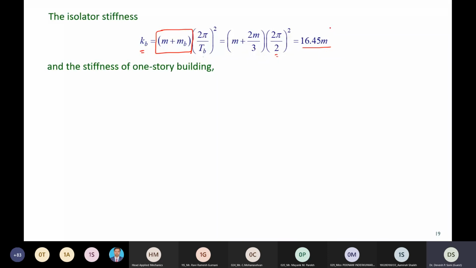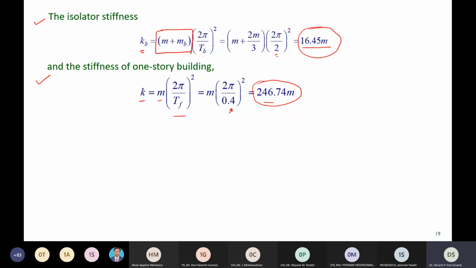Then the stiffness of the one-storied fixed base building: the same equation is used, K is equal to M omega squared, but here the fixed base time period TF is used. So TF is equal to 0.4 second, and the stiffness comes to 46.74 times the mass. The first is the stiffness of the isolation system, and the second is the stiffness of the fixed base building. We can see that the stiffness of the building is very high compared to the base isolated one. It is because of the flexibility of the isolation system. Upon introducing the flexible layer between the foundation and superstructure, the system becomes flexible. In other words, its stiffness reduces. So there is a huge reduction in stiffness, and the reduction in stiffness is then responsible for reducing the overall structural response.